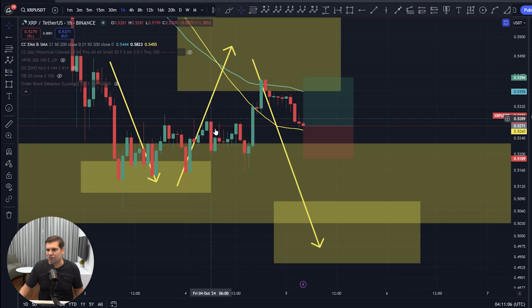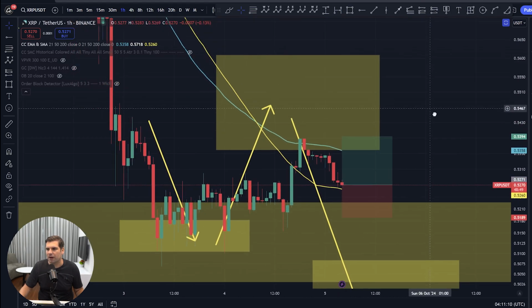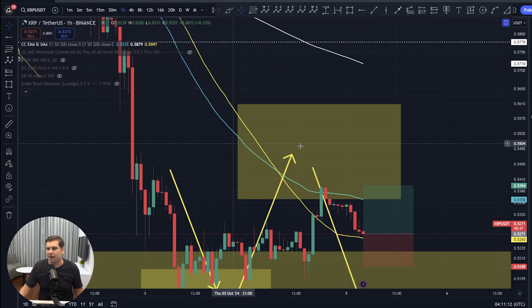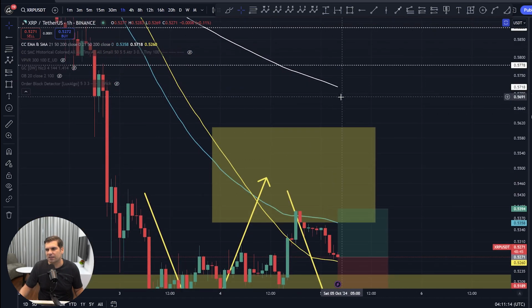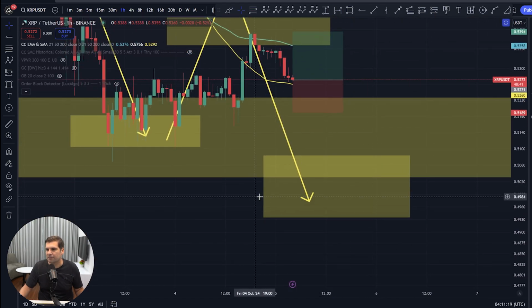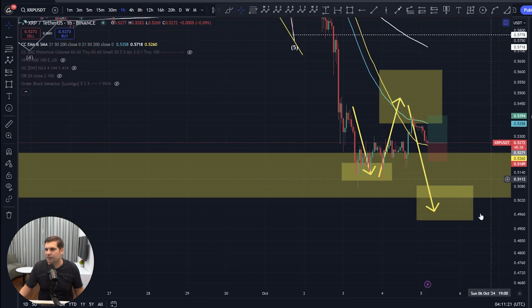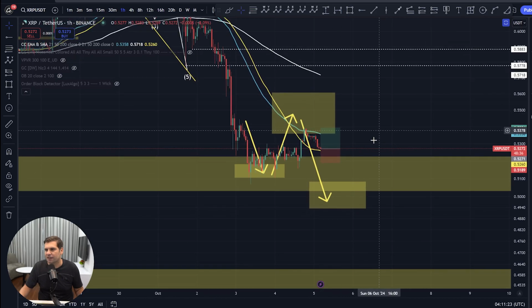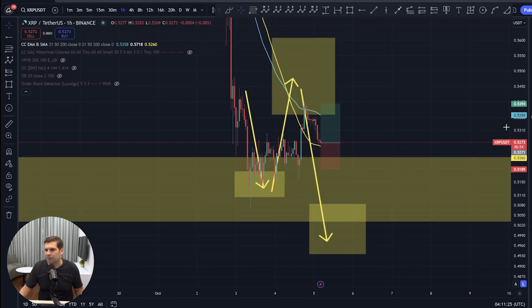So we take a look at our structure here. To me, it looks like we have the potential for this to go up a little bit higher, maybe fill out the fair value gap a little bit. I don't think we'll test the 200 EMA. It won't, in my opinion, go that high because I am looking for this break to the downside a little bit further.